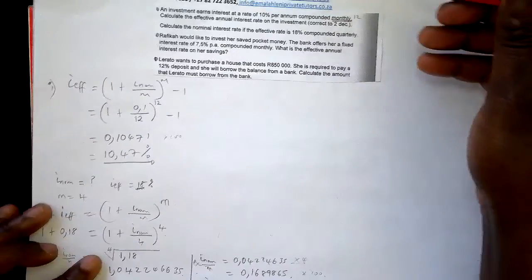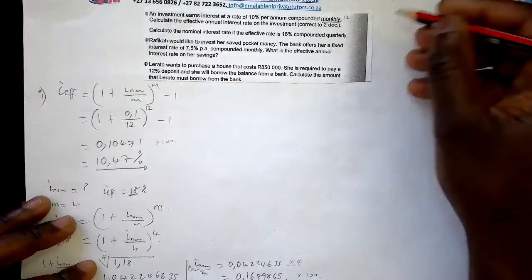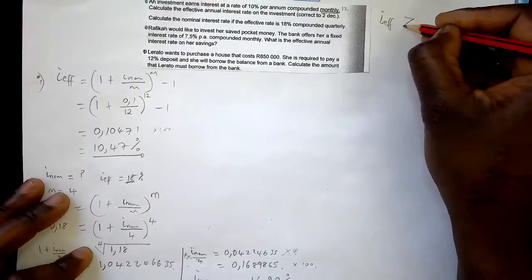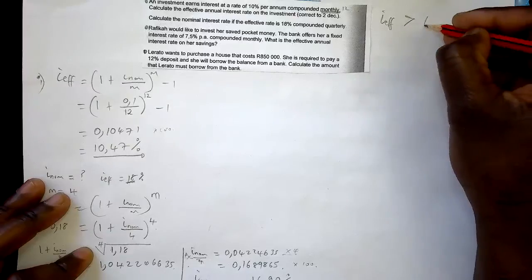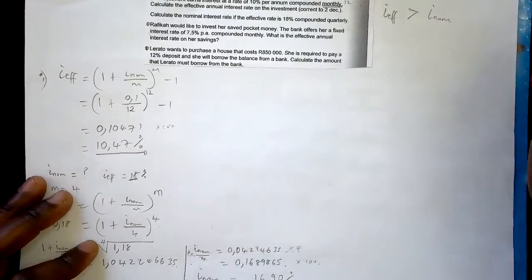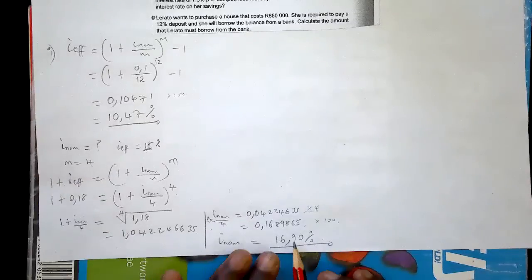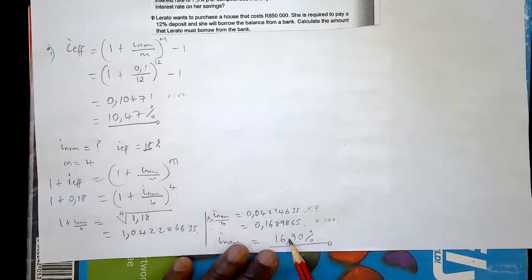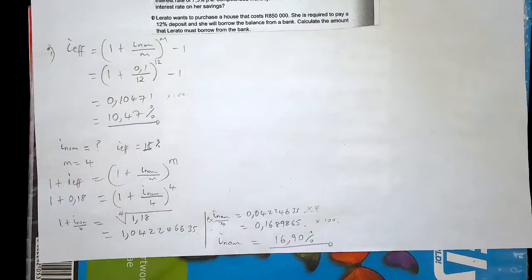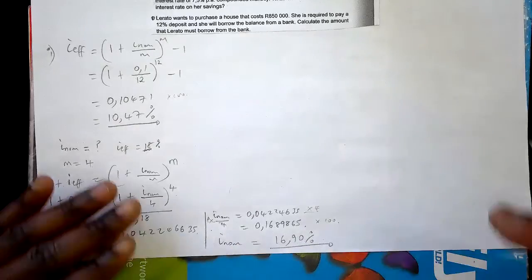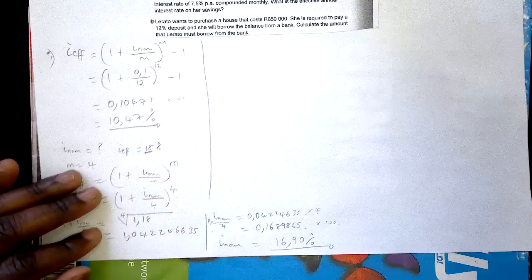Always with your answers, when you're calculating, I effective is always greater than I nominal. You must not forget that. Your answer for the nominal should be less than the effective, which is 18%. So we have got 16.90%. That's what we're talking about there. Let's move on to the next question.